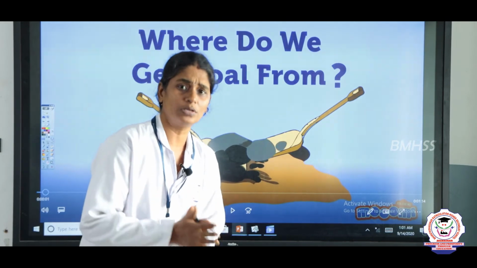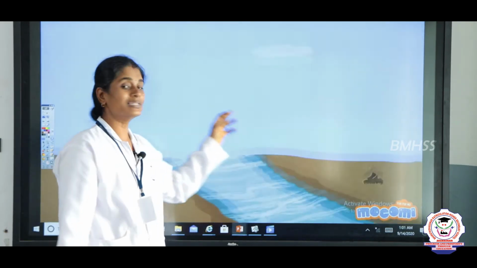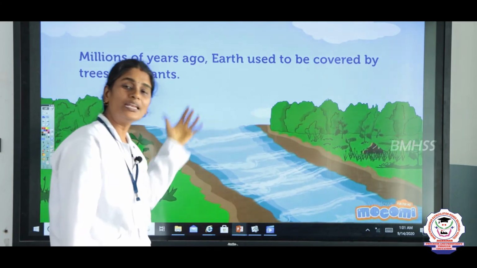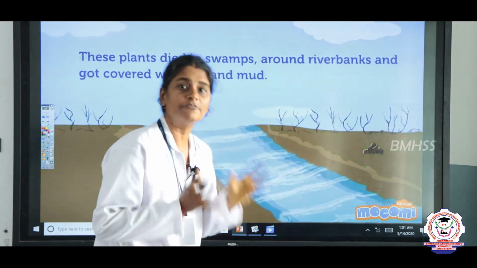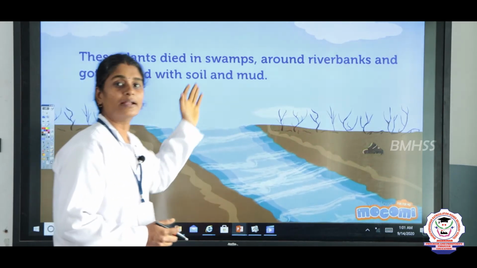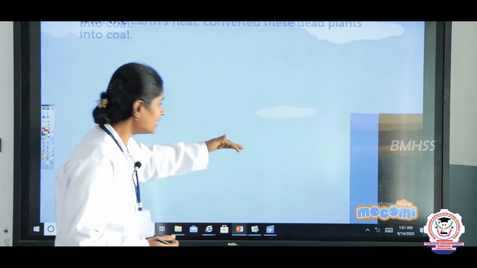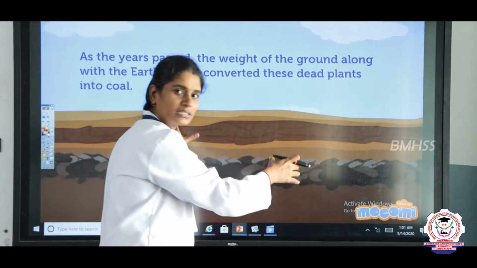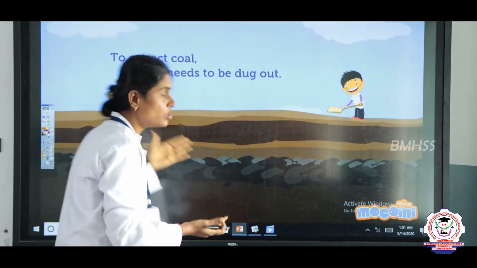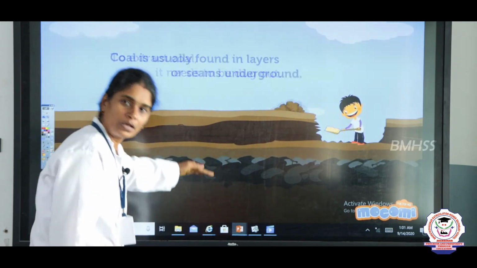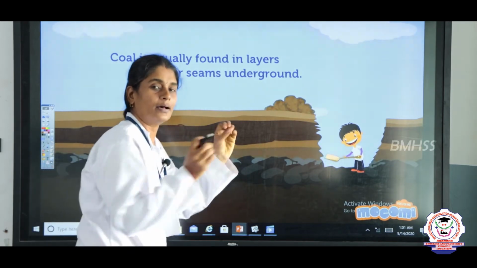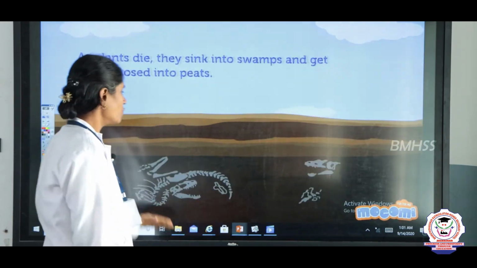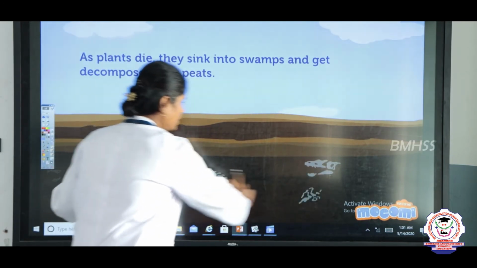Now let us see how coal is formed. Coal is a sedimentary rock. We studied the three types of rock, right. Millions of years ago the earth was fully covered with swampy forest. When these plants died, they were buried under the earth's surface, and they leave out all the other minerals and leave only the carbon inside the earth's surface. So this carbon is available below the soil, right.